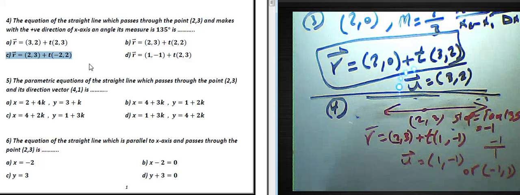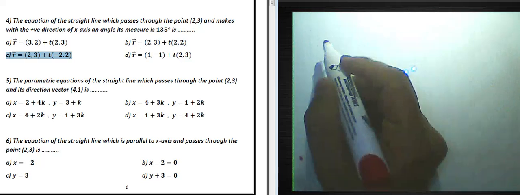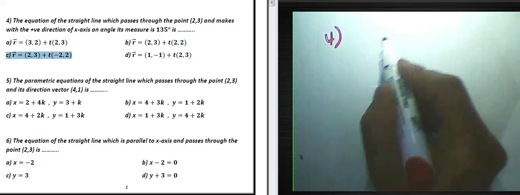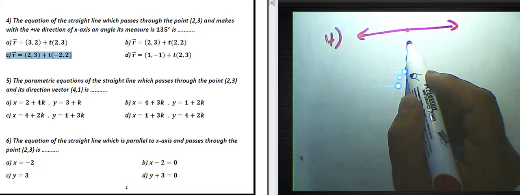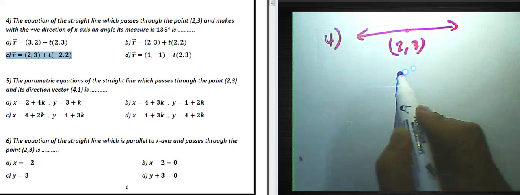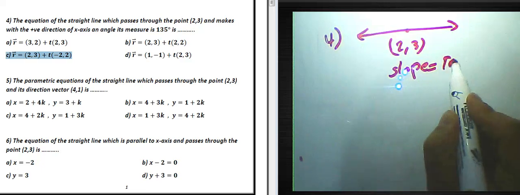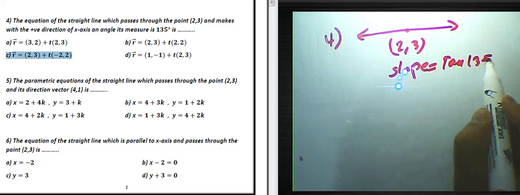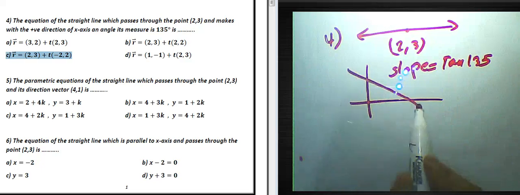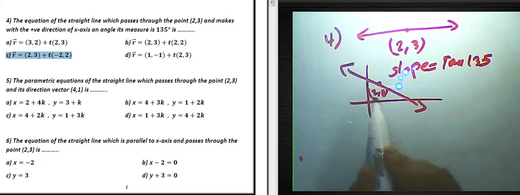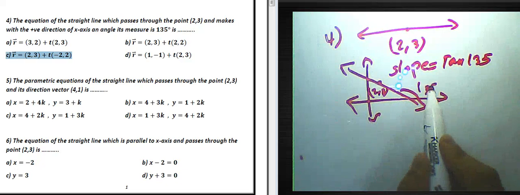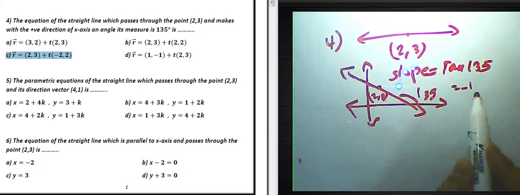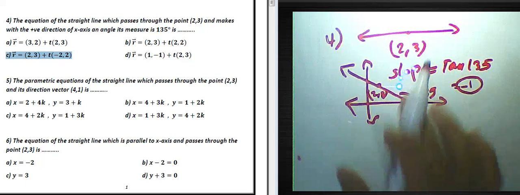Okay, I will explain this example again. Pay attention with me. Number 4, I will explain it again. He gives us a straight line passing through the point 2 and 3, and the slope will be tan 135. Because the straight line passing through the point 2 and 3 makes with positive axis, about x-axis, 135, then the slope will be tan 135 equal negative 1. This is the slope about this example, and we have the point.